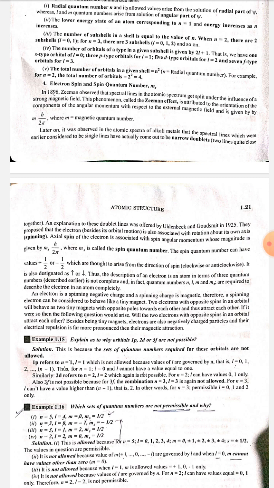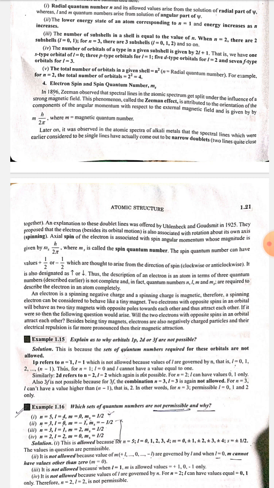Example 1.16. Which sets of quantum numbers are not permissible and why? Number 1: n equal to 5, l equal to 4, m equal to 0, ms equal to half. Solution of number 1. This is allowed because for n equal to 5, l is equal to 0, 1, 2, 3, 4; m is equal to 0, plus minus 1, plus minus 2, plus minus 3, plus minus 4; and s is equal to plus minus half. The values in question are permissible.